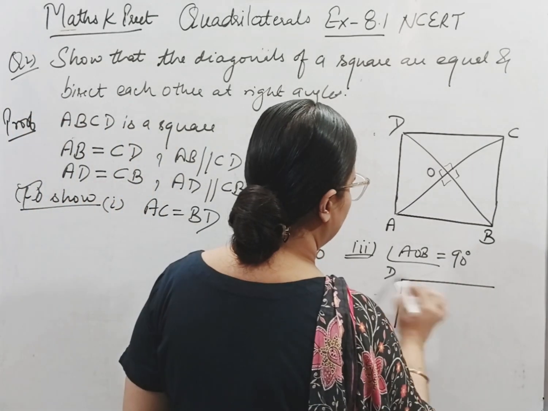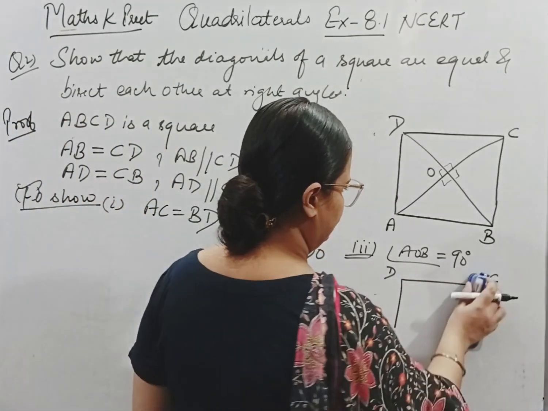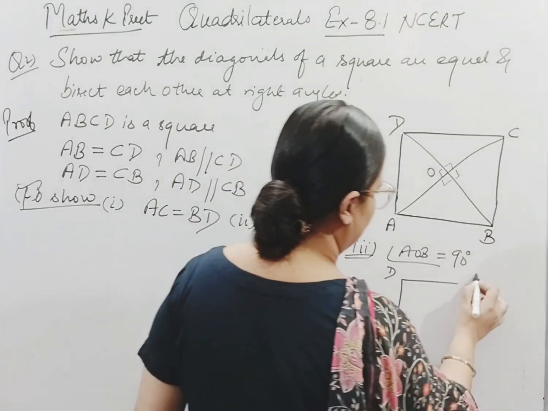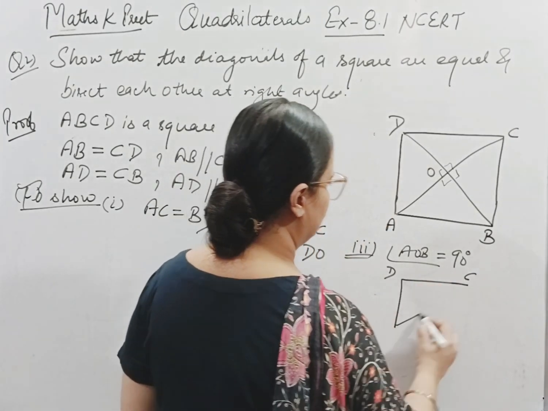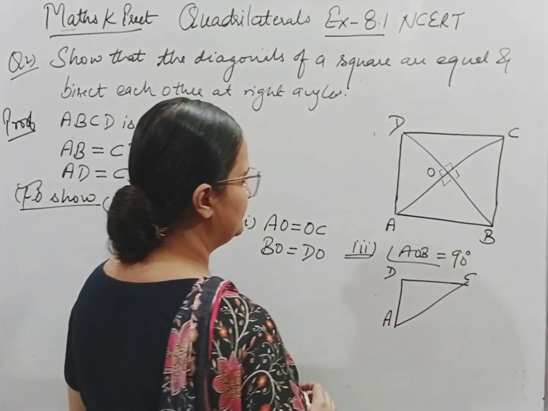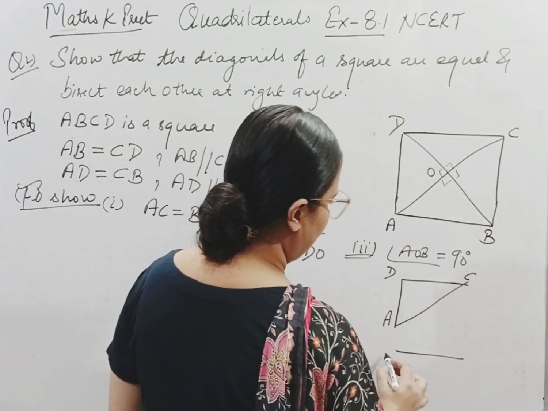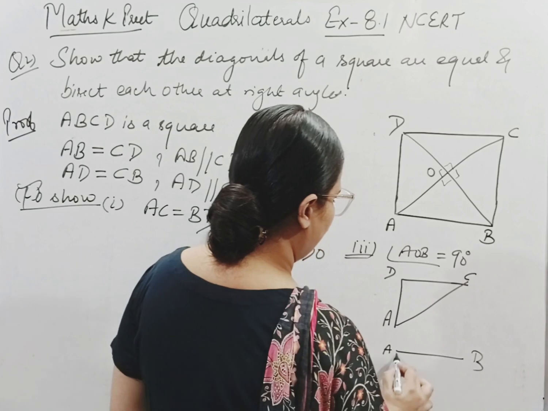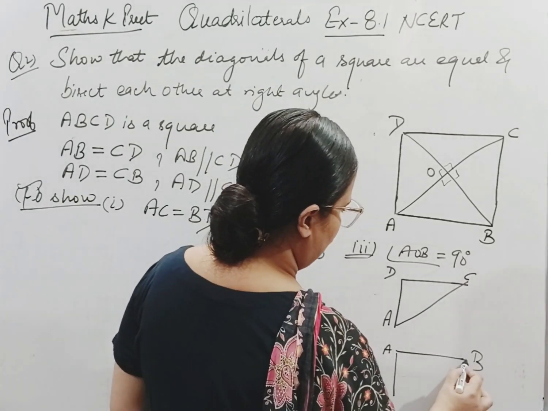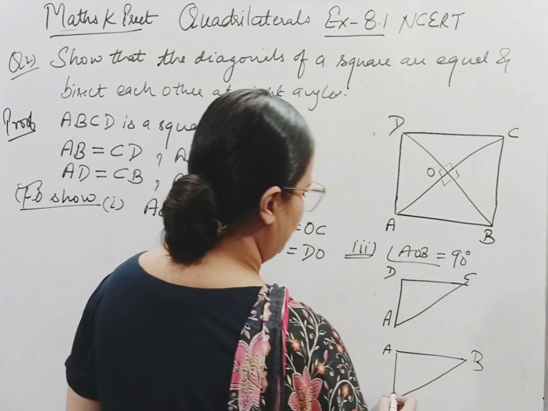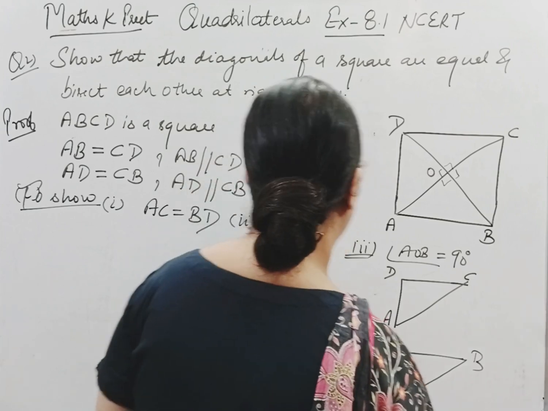So this is my DC, and this is point A. This is my first triangle. The second triangle is AB and D. So I'll draw AB here, and this point D here. Okay, so these are two triangles I am taking to show that these are congruent.